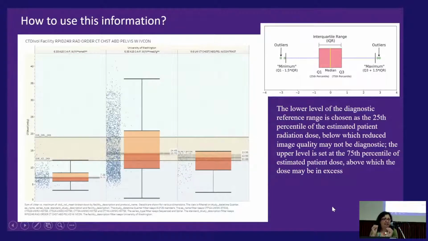The key is that you're doing something to compare your dose to national averages and making sure that your doses are optimized, because just knowing your dose is not important. It's important to also know what others are doing to make sure you're doing yours correctly.